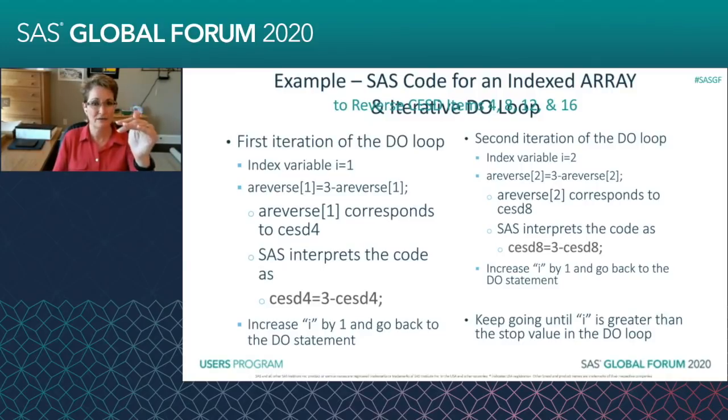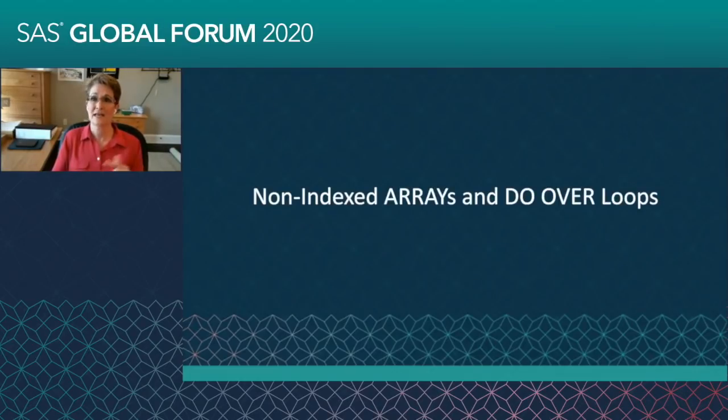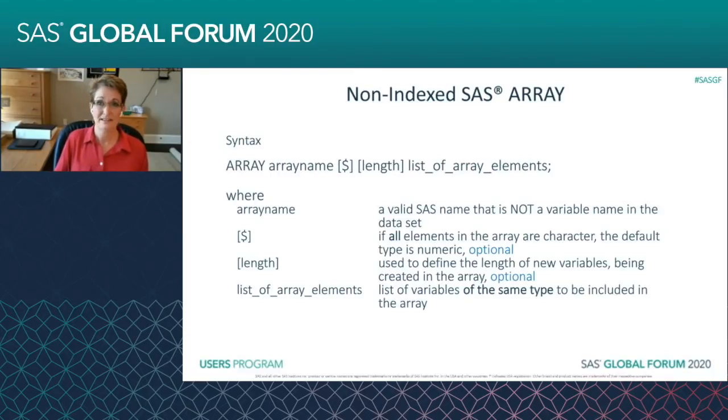I is now 5, and it would say, well, 5 isn't a value, and it would exit the do loop. Okay, so that is an indexed array and an indexed do loop. We're now going to cover non-indexed arrays and non-indexed do loops. These are very similar, but the only thing is I don't have that n. I don't have the number of items in my array.